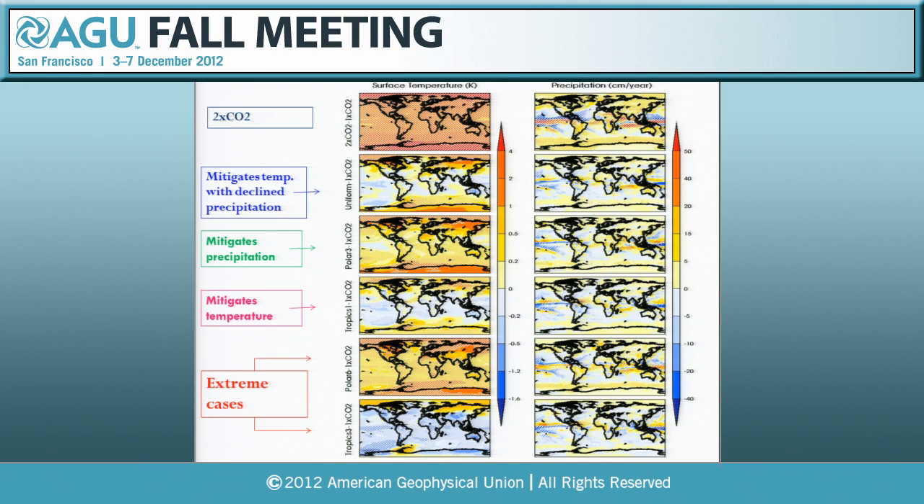And then there are 2 extreme cases. For example, with the extreme polar case, you have mean warming, and with the extreme tropical case, you have a kind of weakening of the hydrological cycle.